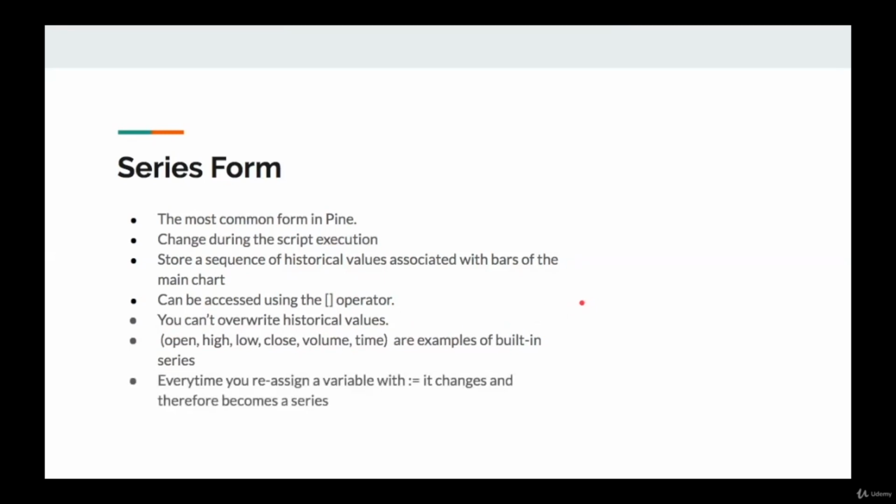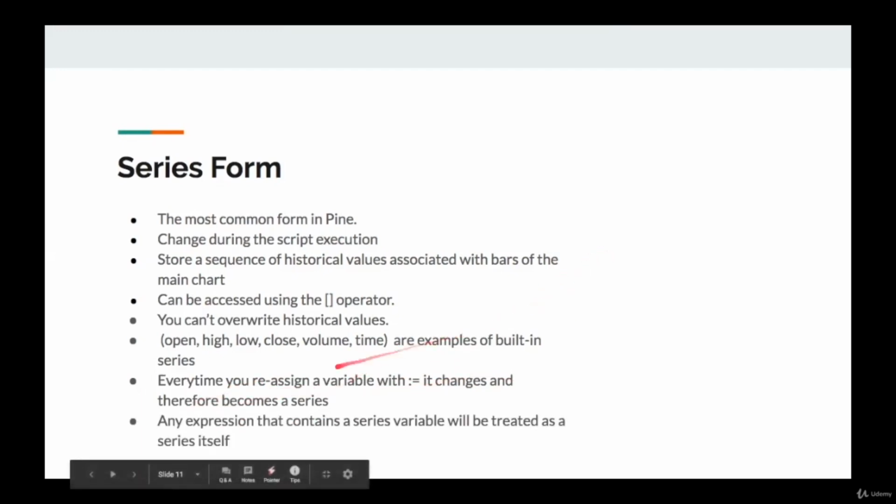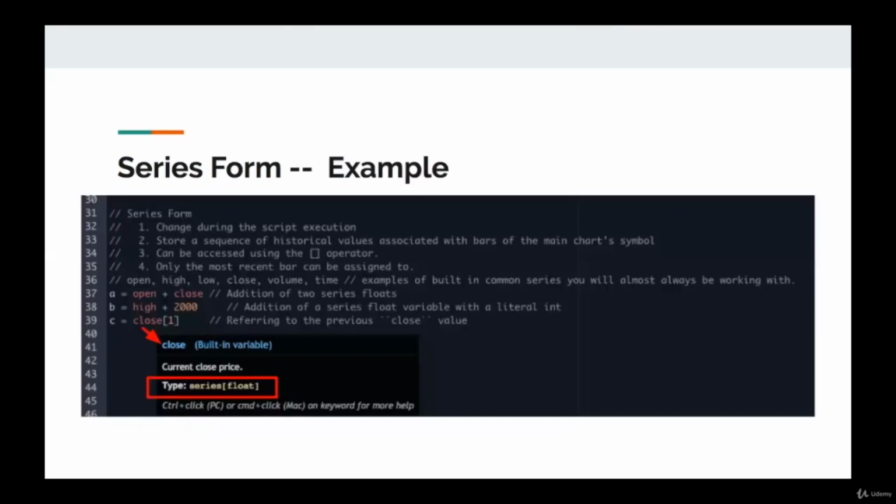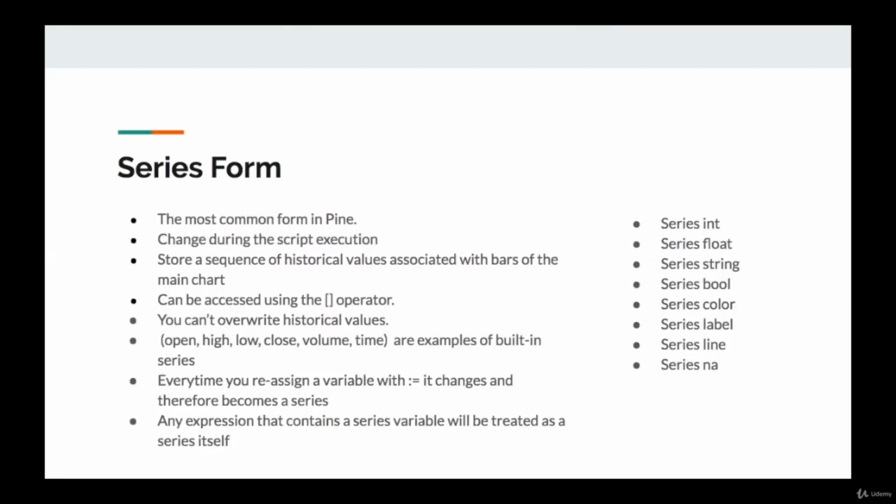You can make your own series forms, as you saw in the constant example, where every time you reassign a variable with the walrus operator, it changes, and therefore it becomes a series. Also, any expression that contains a series variable will be treated as a series itself. We have series int, series float, series string, bool, color, label, line, NA, and there's no such thing as series plots right now, or H-lines.